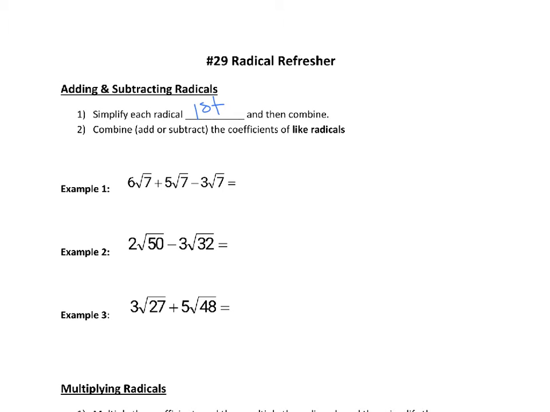Now, the only way you can combine, which basically means you add or subtract, are the radicals that are alike. So it's kind of like combining like terms. Okay? And when you combine like terms, you only change the coefficients, basically. You only add or subtract the coefficients. The radical stays the same.